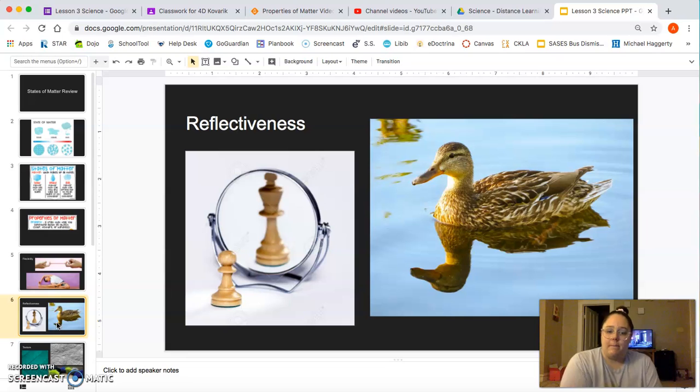Reflectiveness. If you look in a mirror, you're going to see your reflection. So this mirror right here, one of its properties is that it has good reflectiveness. You can see exactly what is looking at it. Same with this duck here. Water also has reflectiveness because it shines off of the light and you can see whatever's looking into it. So when something reflects light, we call that reflectiveness. A mirror, water, anything that you can look at and see yourself in. You can see your reflection.